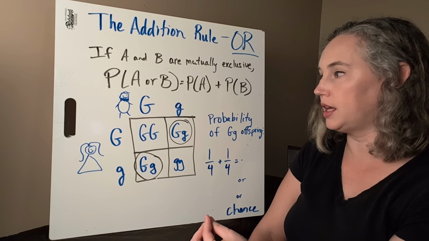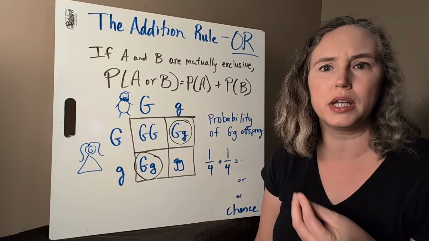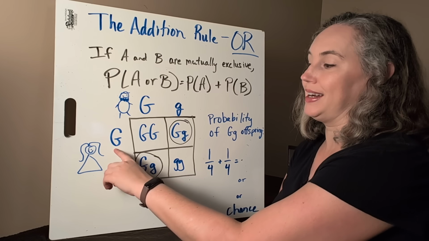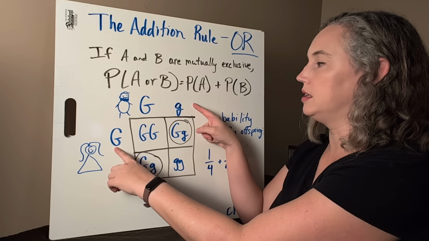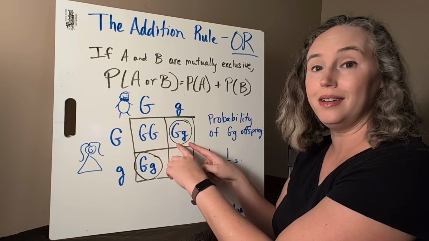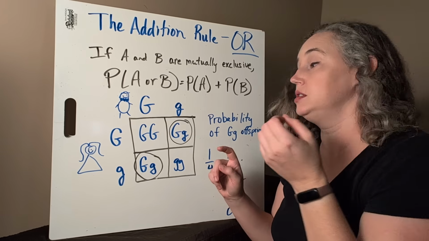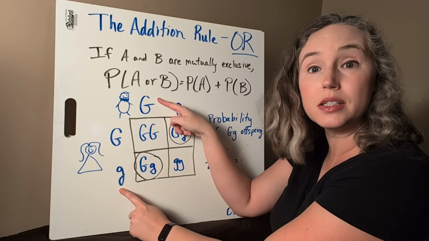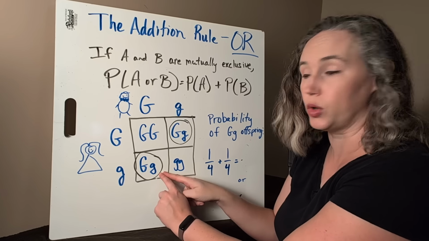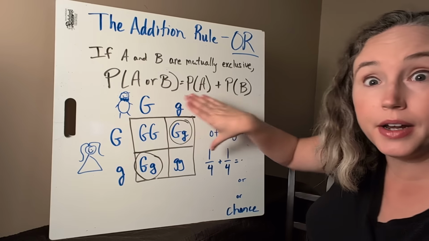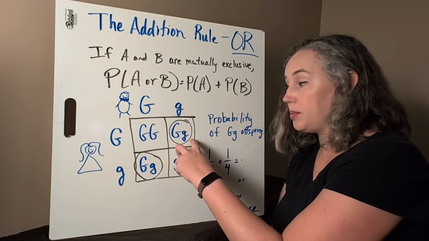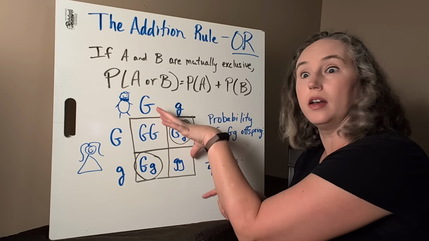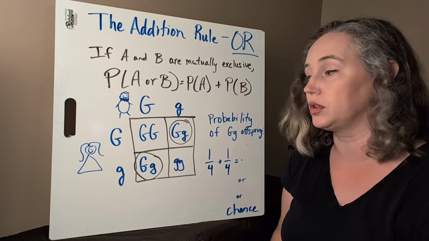Or you could think, all right, what are the two ways that I could possibly get a heterozygous? I could get a heterozygous by getting a dominant allele from mom and a recessive allele from dad. That's a 1 out of 4 chance of that happening, right? Or I could get a dominant allele from dad and a recessive allele from mom. That's another 1 out of 4 chance. And if this happens, none of the other ones do. So these are mutually exclusive.